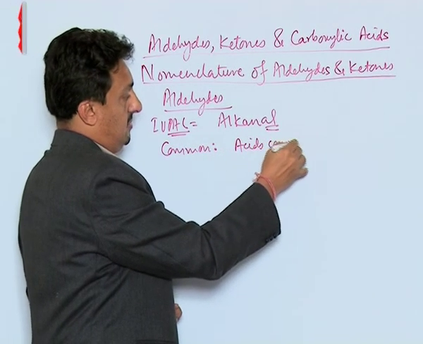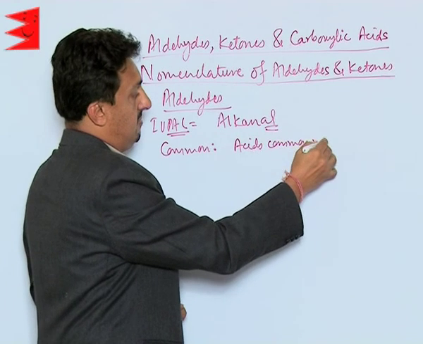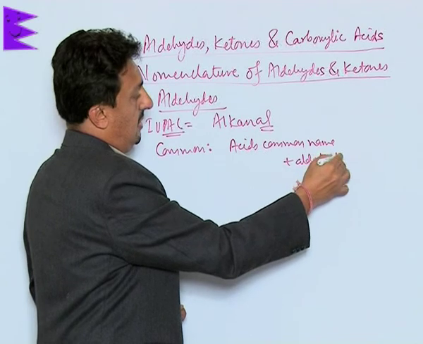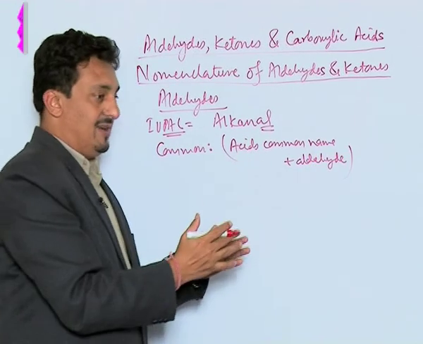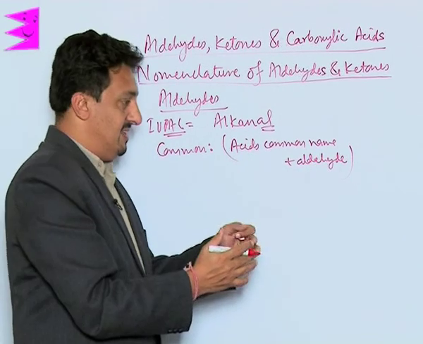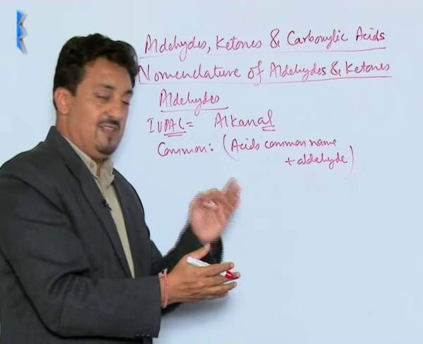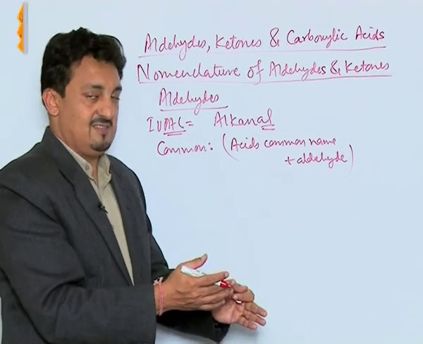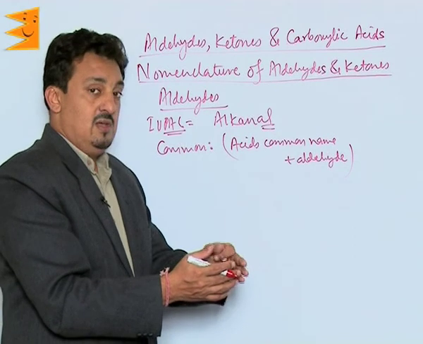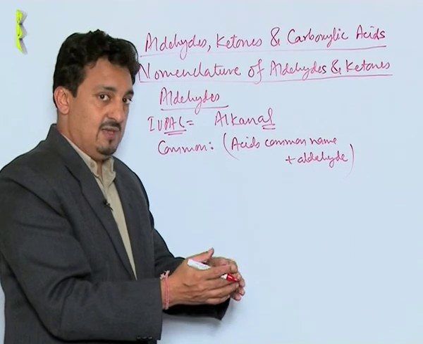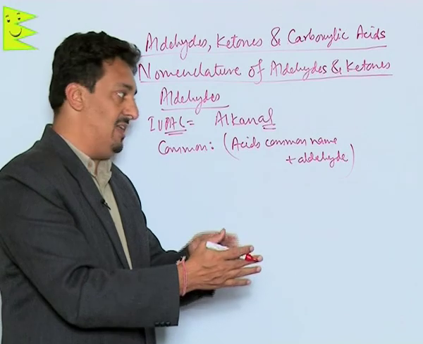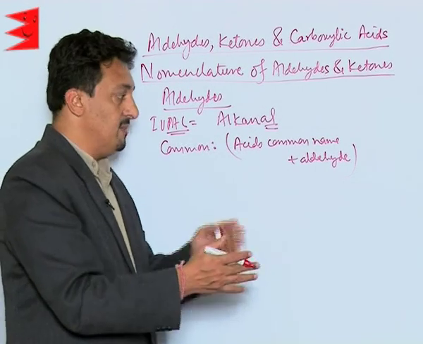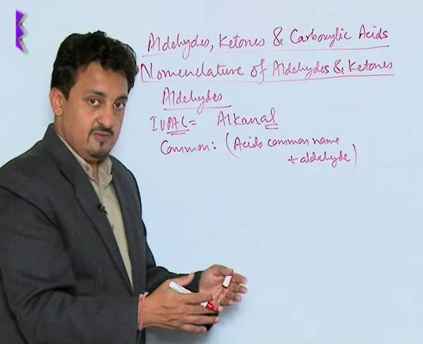acids, common name plus aldehyde word. See, what you need to understand, all these aldehydes, ketones and the acid derivatives are said to be derived from the carboxylic acids. So the carboxylic acid's common name is taken as a parent name, and to that aldehyde word is added. So that is how we write their common names.